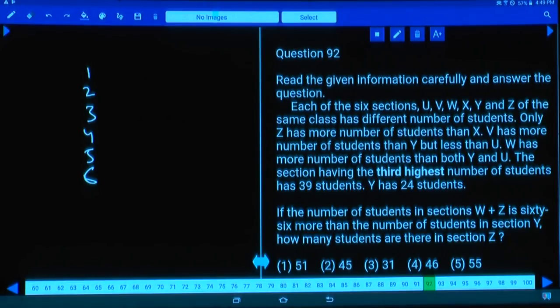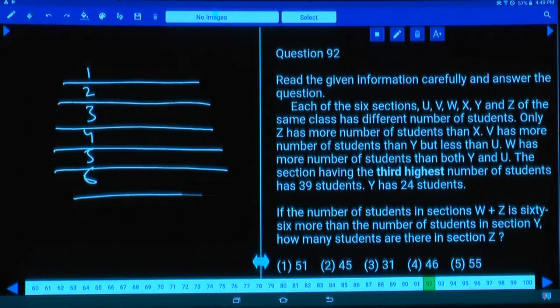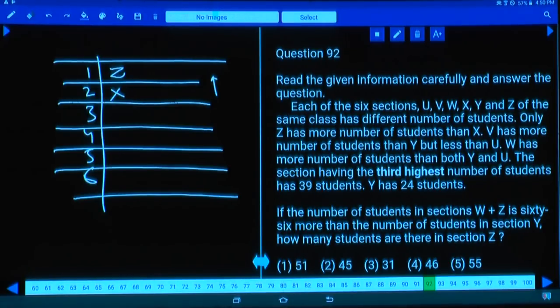Only Z has more students than X. Then tell me what should be the position of Z and X. Only Z is having more than X. Z must be first and X must be second. All the remaining 4 are lesser than this Z.